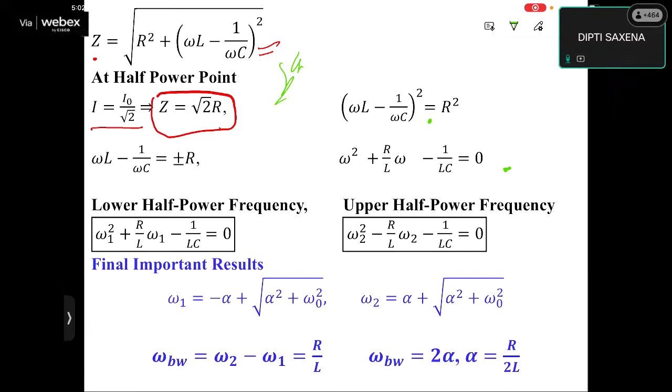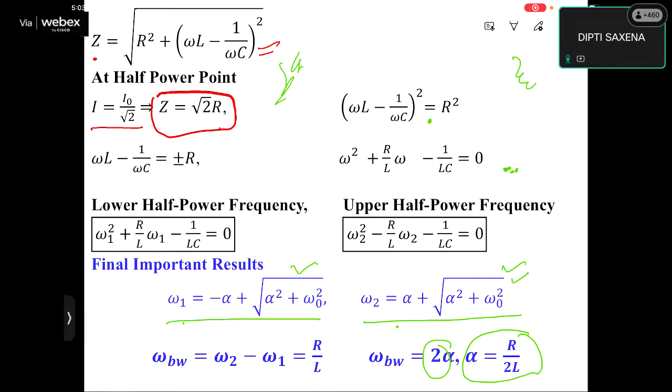So this will yield a quadratic equation. And if we solve the quadratic equation, minus b plus minus under root b square minus 4ac upon 2a, this will give you omega 1 and omega 2. I had planned to do this derivation on the screen, but due to the limitation of time, it is a simple quadratic equation you can solve. So omega 1 will come out to be this, and omega 2 will come out to be this, and the bandwidth will come out to be 2 alpha, where alpha is equal to R by 2L.